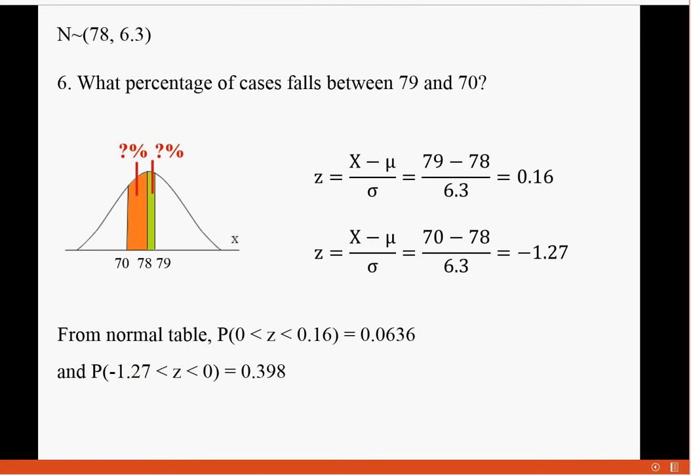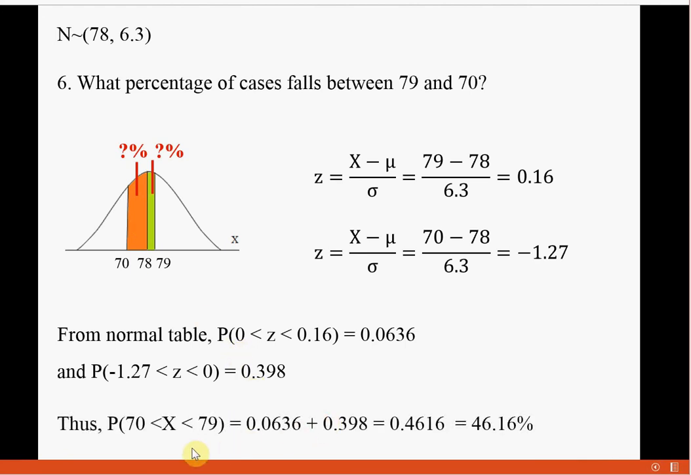After that, we know that 6.36% corresponds to this slice, and 0.398 or 39.8% corresponds to this slice. So we know the size of both slices. Now we just combine them to obtain the final result. Thus, the probability of the value x falling between 70 and 79 is the combination of the two slices.